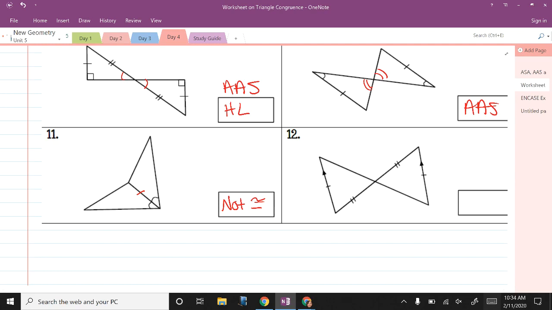Number 12, what do those little arrows mean? Those are parallel lines, so I have all of those parallel relationships. First of all, the vertical angles are congruent, right? But that would give us angle, side, side, which doesn't exist. So I need to use those parallel relationships, correct? Because we don't have angle, side, side.